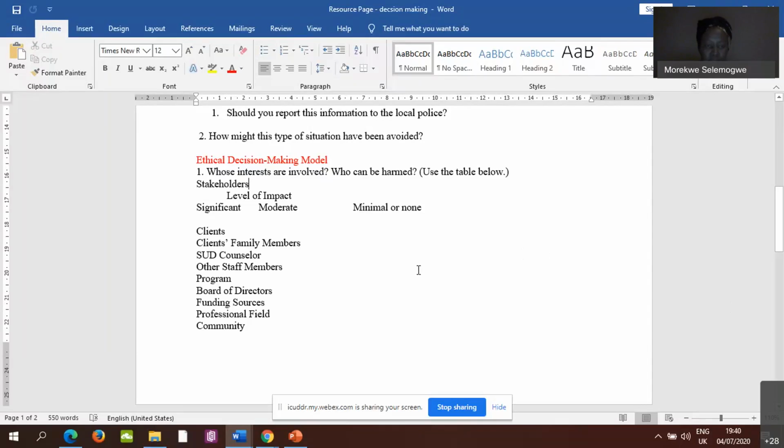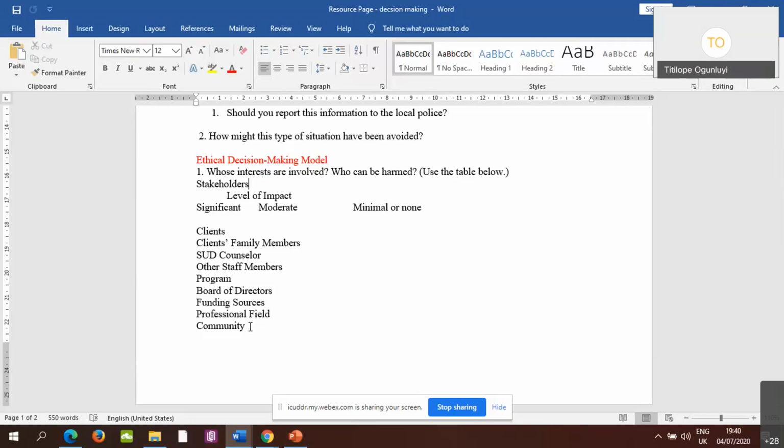Okay, Titi. Yes, go ahead. The interest of the community. The community, for sure. Is it significant, moderate, or minimal? Significant. Very significant. Already 5 people have died, right? Yes, very significant. Whose interests are also involved here? Public safety. Public safety, yes. So it's the community. The public safety is very significant. I do agree with you, Fatima.